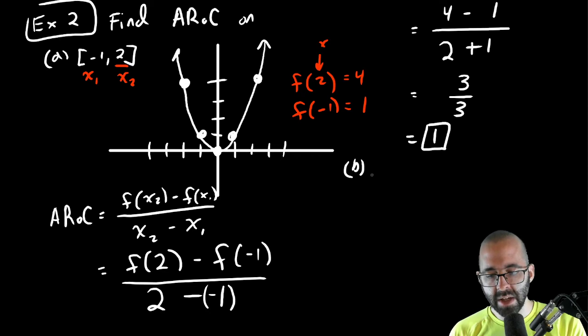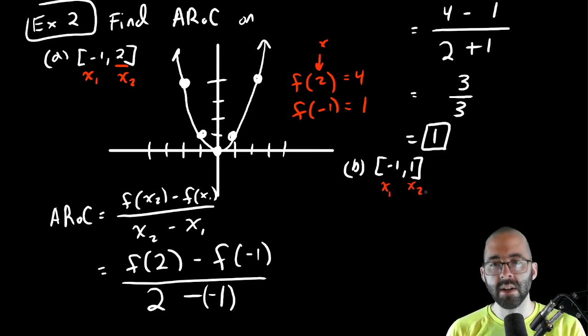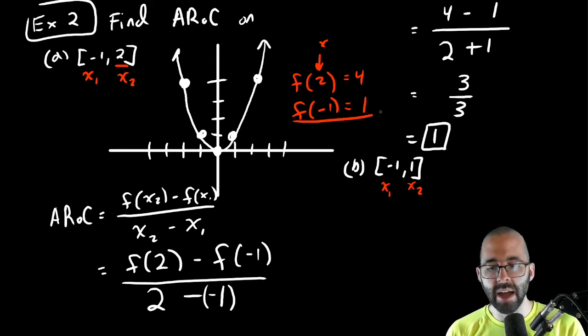I'm going to do part B as well. Find the average on the interval from -1 to 1. And this is very similar. Our first x value is -1. Our second x value is +1. Well, we already know what f of -1 is. Well, hold on. Slow down, Jason.